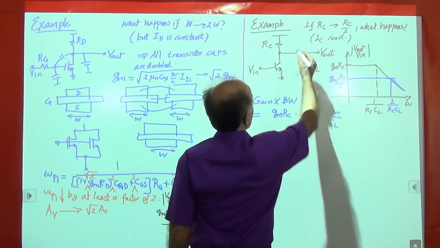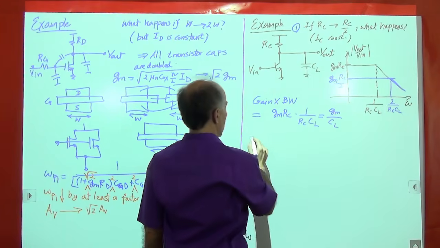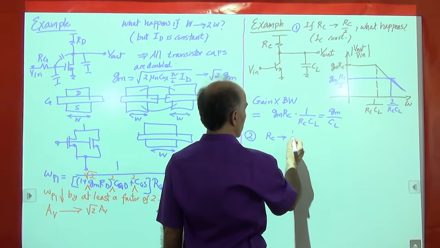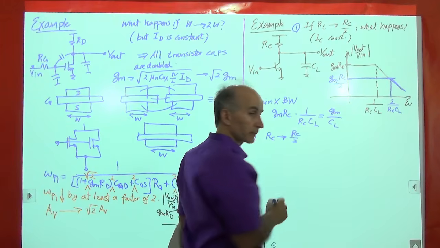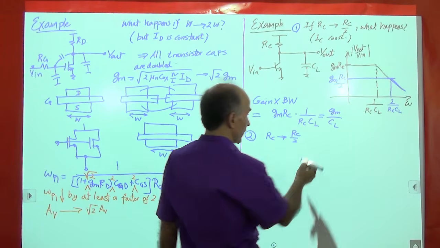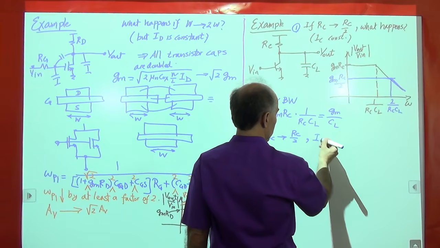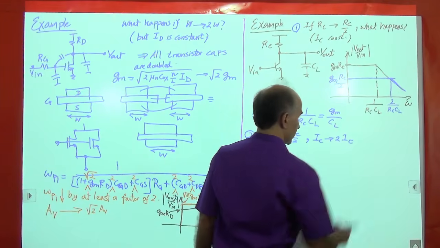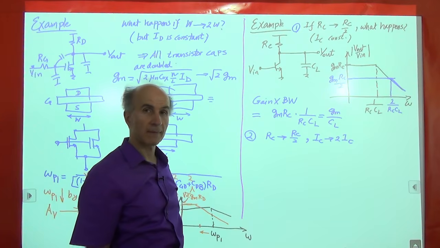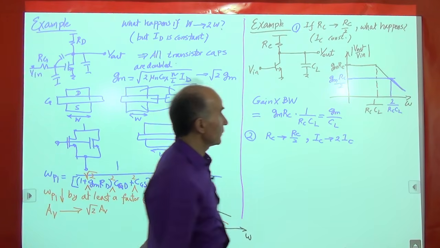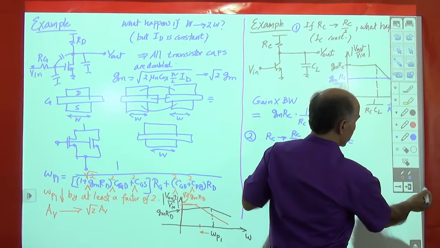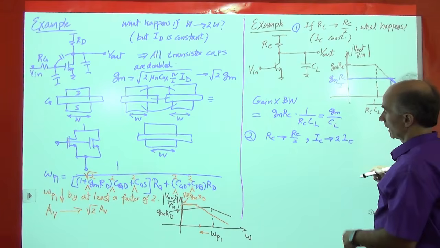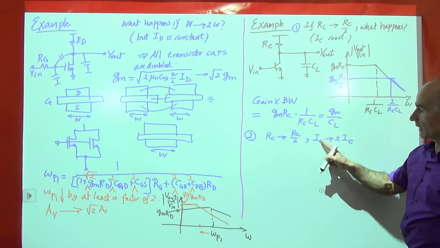So let's consider this scenario number 1. Now let's go to scenario number 2. So RC goes to RC over 2. But I will also double the collector current, meaning the bias current. I double the bias current. Now what happens? For this scenario, I will use a different color on this plot to show you. What happens when IC goes to 2IC?